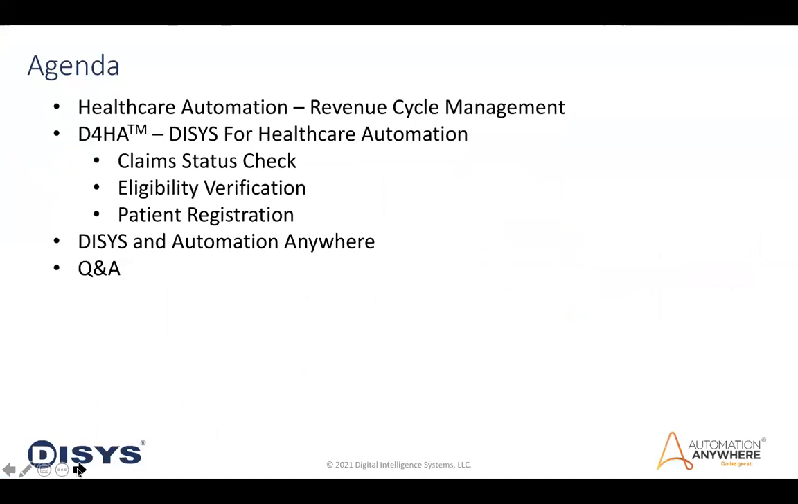So, quick agenda for today. For the next 30 minutes, we will start with the healthcare automation perspective and the experience that Dr. Chao brings to the table on revenue cycle management. Followed by that, we will present to you D4HA, which is DISYS for healthcare automation, and we will take you through 3 scenarios from a demonstration perspective. One is claim status check. Second one is eligibility verification. Third one is patient registration. Followed by that, we'll give a quick snapshot in terms of who DISYS and who Automation Anywhere is. And then we'll open up for Q&A.